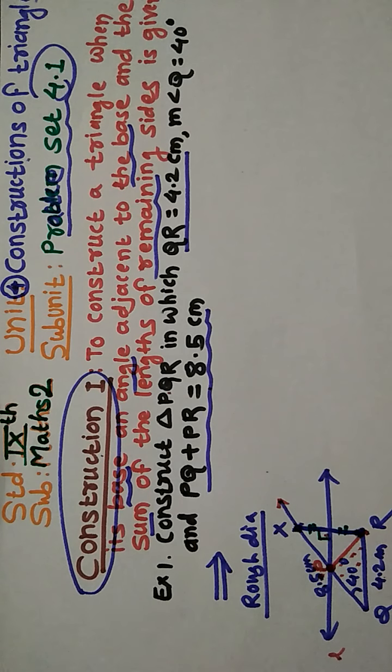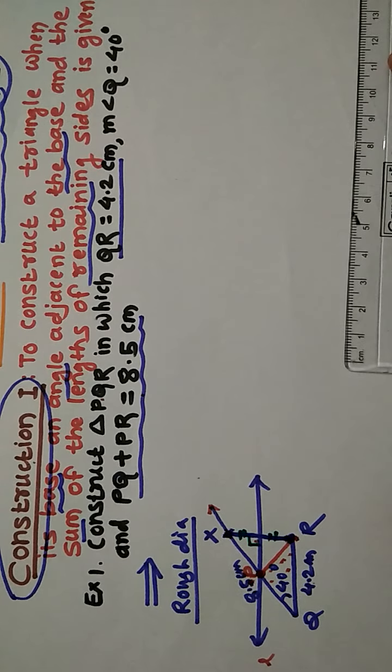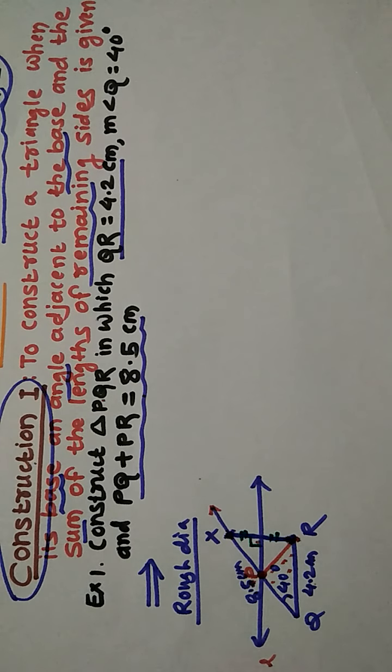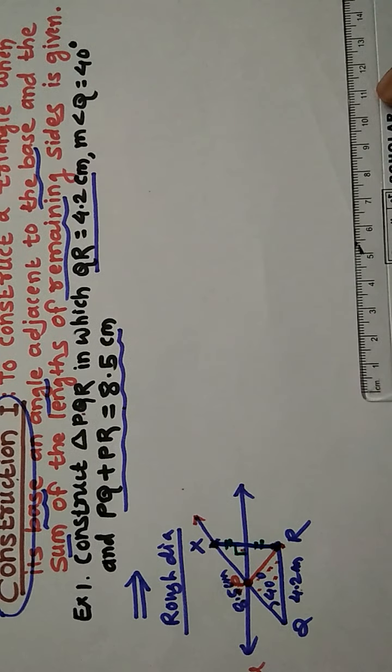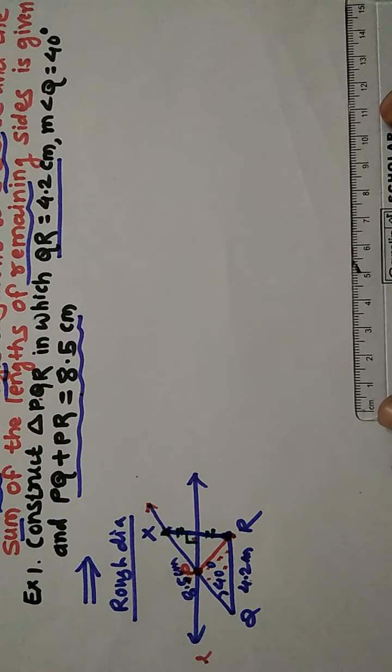Now we draw this construction. How can we draw? First we take QR as a base which has length 4.2 centimeter.